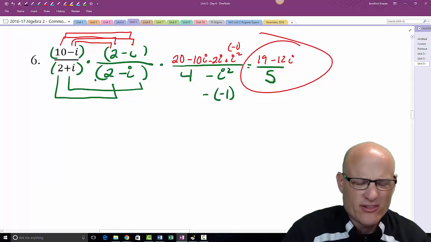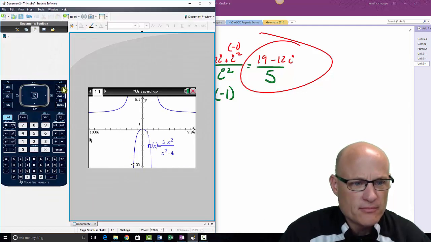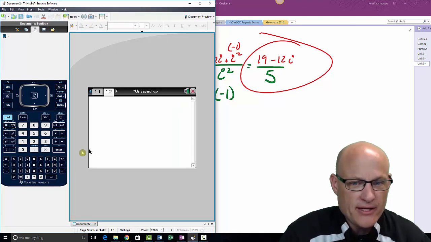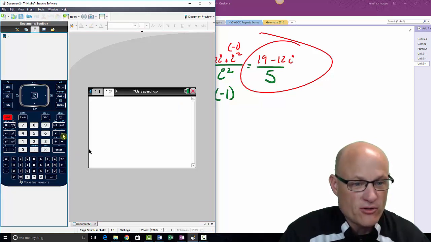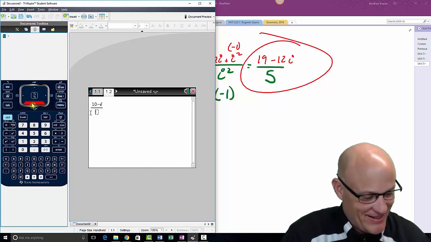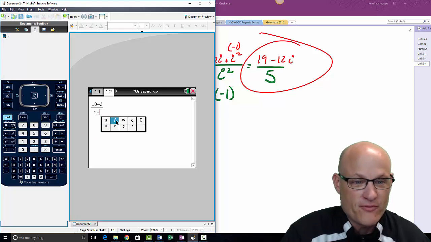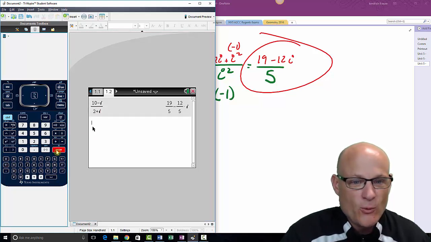I'm just curious because I forgot. I'm going to put this in my calculator. Honestly, I don't remember. I'm thinking it'll help me out. What do we have? Control division. I don't know if it's going to, but I'm going to check anyway because that's what I do. 2 plus i. I know, I'm like a 5-year-old kid. Enter.